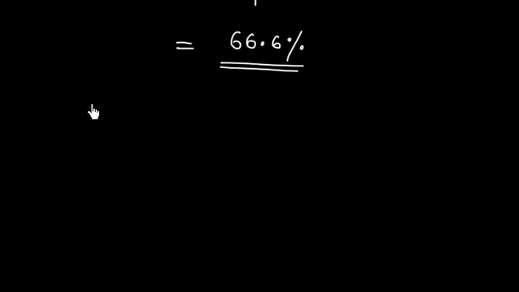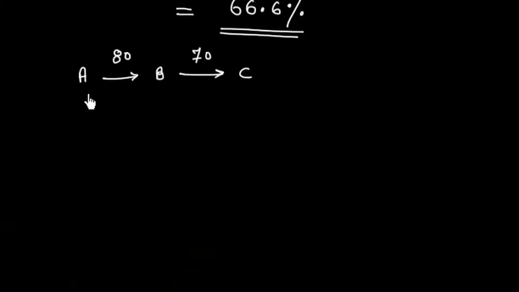Now let us say I have a reaction A gives B and B gives C. For the first reaction, percentage yield, let us say, is 80%. And for the second reaction, percentage yield is 70%. Let me give you the balanced reactions: this is reaction 1, and this is reaction 2.